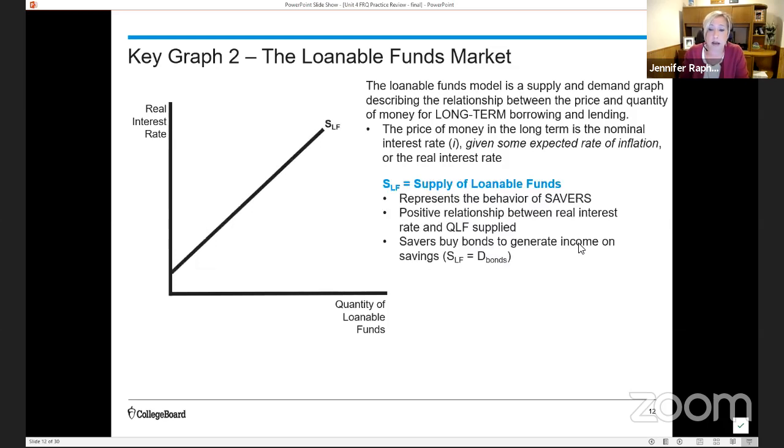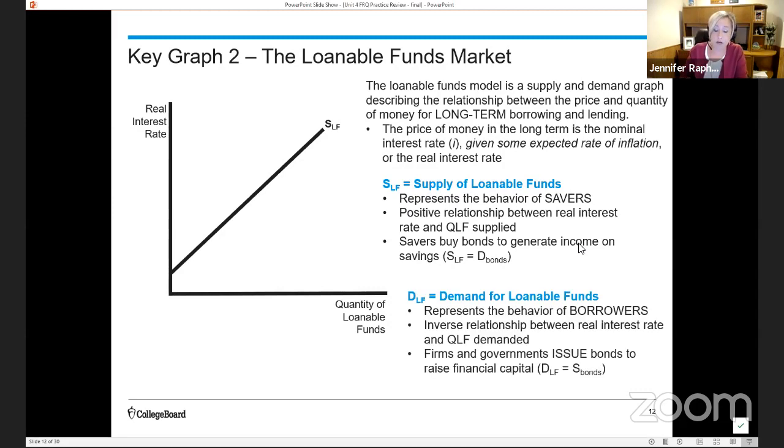All right, so the supply of loanable funds represents the behavior of savers. And we see that as the real interest rate rises, the quantity of loanable funds supplied increases. That's a positive relationship. And you want to equate the behavior of savers with people who wish to buy bonds in order to generate income for themselves that you get when you are a bondholder and receive interest payments. So the supply of loanable funds is analogous to the demand for bonds.